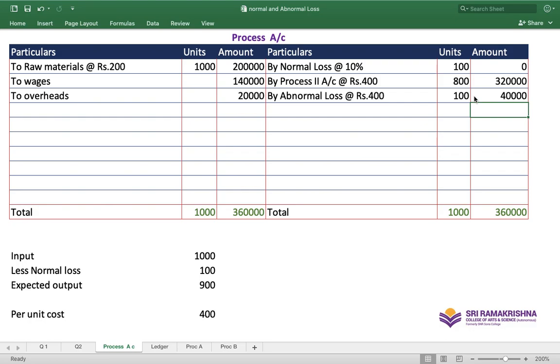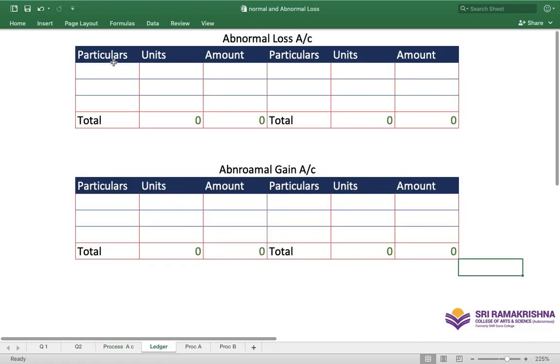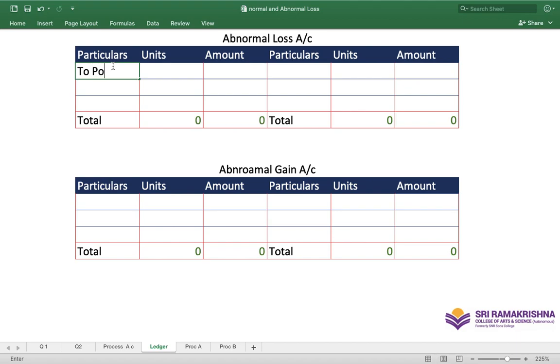So next we are supposed to prepare abnormal loss account and normal loss account. Here abnormal loss, on the debit side, to process. The number of units is 100 and its value is 40,000. Since there was no scrap for this, by cash, 100 units, there was no scrap value for this, it is nil. So the balance is transferred to costing profit and loss account. It is 40,000.